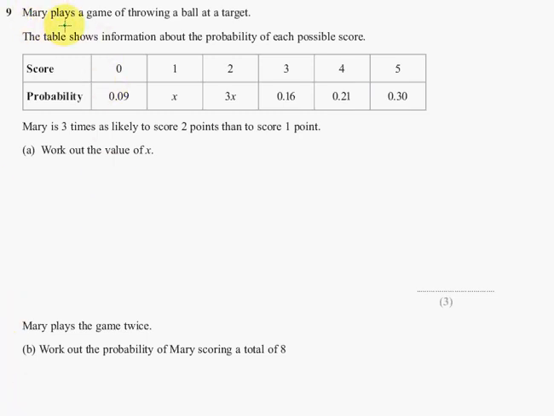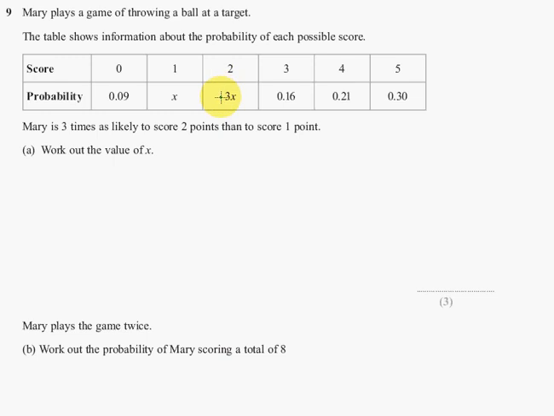Question 9. Mary plays a game of throwing a ball at a target. The table shows information about the probability of each possible score. So on top you've got scores 0, 1, 2, 3, 4 and 5, and underneath the probabilities of hitting those scores. Okay, Mary is 3 times as likely to score 2 points than to score 1 point.